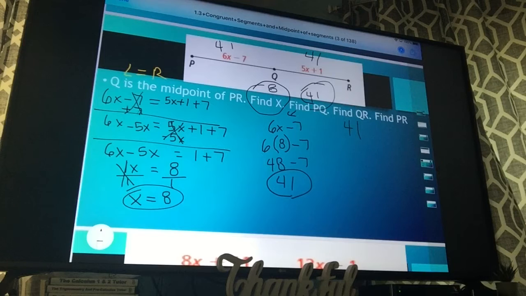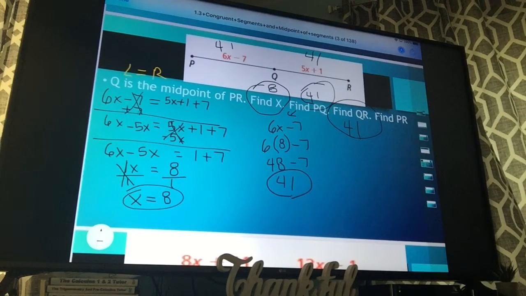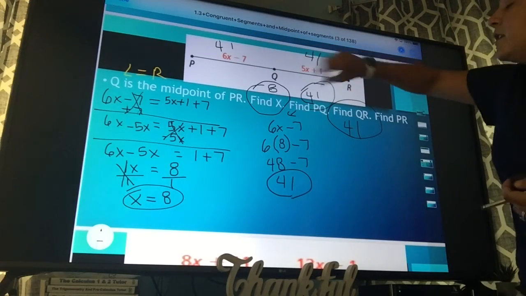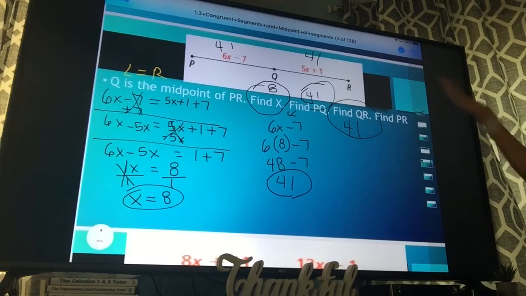The next question says find PR. What is PR? PR is the length of the entire segment. If you know that this one is 41 and this one is 41, our segment addition postulate says we can add them together, and that gives us the whole one. So PR is the two values total, 82. The length of our entire segment is 82.